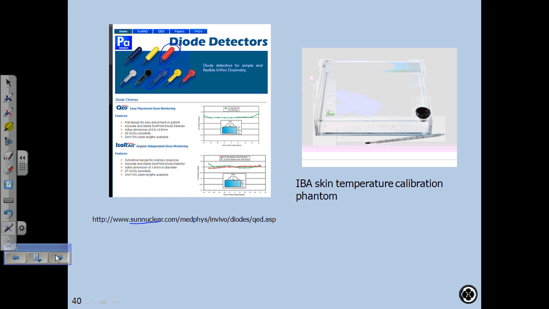So IBA makes this skin temperature calibration fan. And I think the way it works is you fill this with water of body temperature, and you put the diode on that, and that's what you use to calibrate the diode with when you irradiate it. Come up with your cal factor. See, and it even comes with a little thermometer.